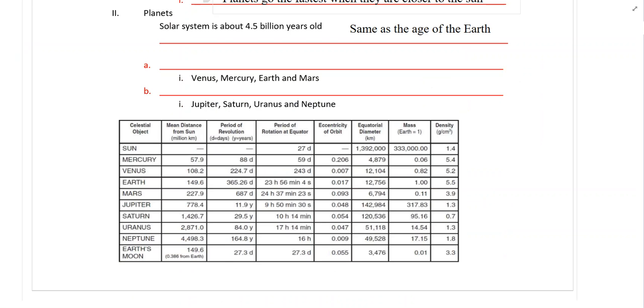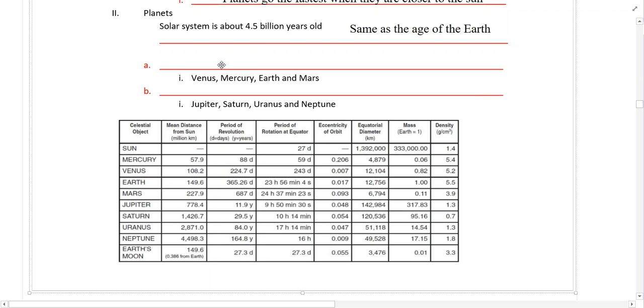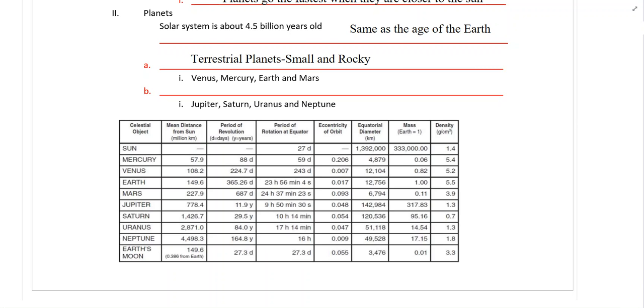Beyond that, you're going to want to be familiar with some of the classifications of the planets in our solar system. Venus, Mercury, Earth, and Mars are closer to the sun. They're smaller and they're rockier planets, and we call them terrestrial planets. Outside of the terrestrial planets, we have Jupiter, Saturn, Uranus, and Neptune. They're much larger. They tend to be made of gas instead of rocks. They're much farther from the sun.